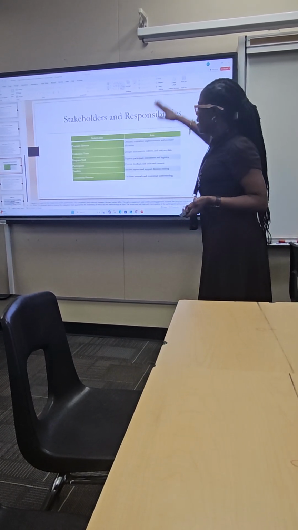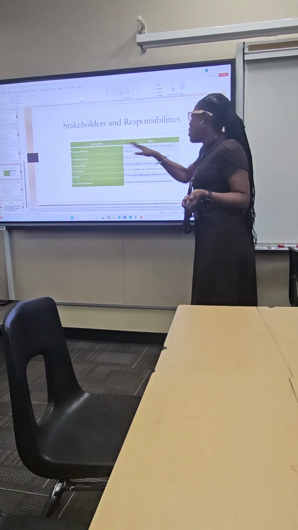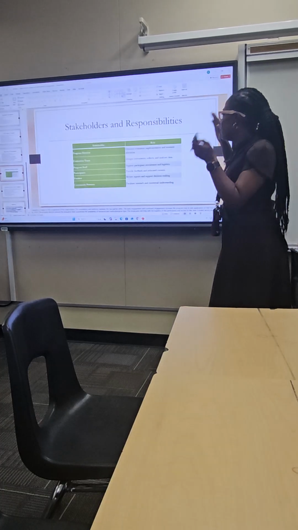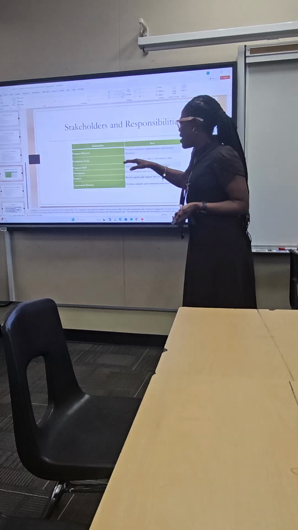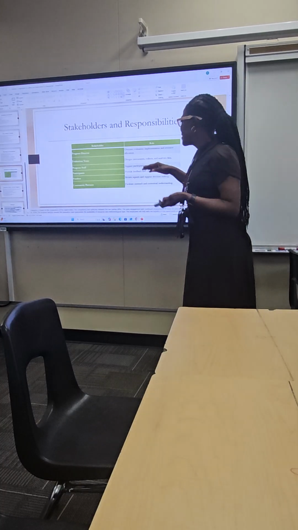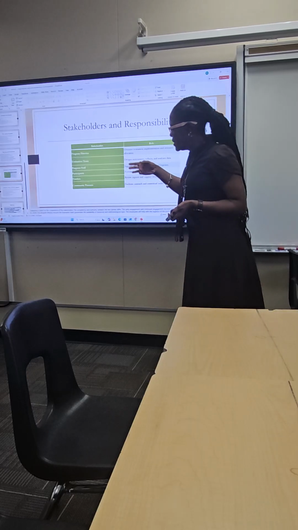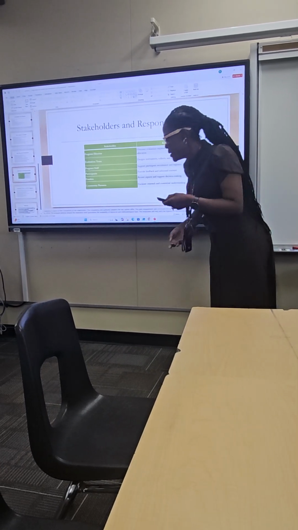Stakeholders and responsibilities. Here I give everybody on the evaluation team their part. The program director oversees the evaluation, implementation, and resource allocation. The evaluation team, the program staff support participant recruitment and logistics, and then participants, funders, and community partners.